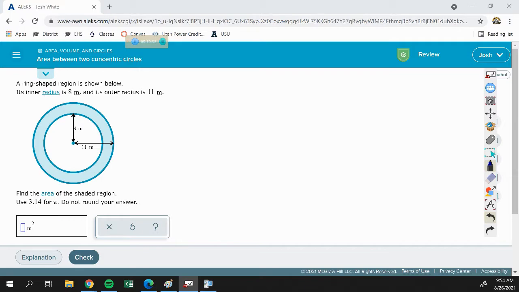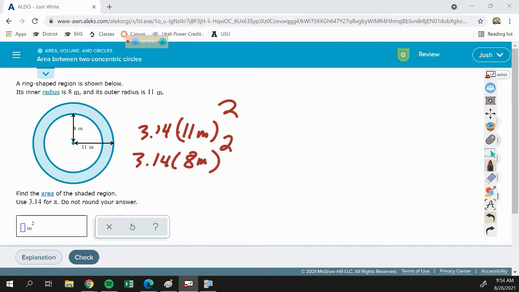Okay. I want to know what is the difference between the areas of these two circles. So the big one is going to be 3.14 times 11 meters squared. And the small one is going to be 3.14 times 8 meters squared. What do I do once I find the big one and the small one? You subtract them. And the leftover will tell you the shaded area.